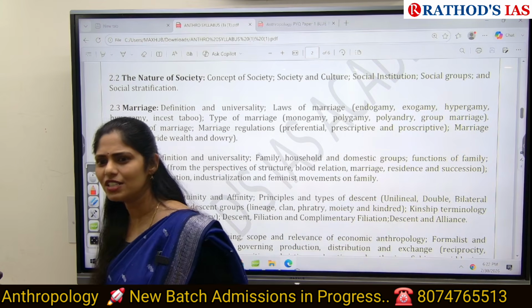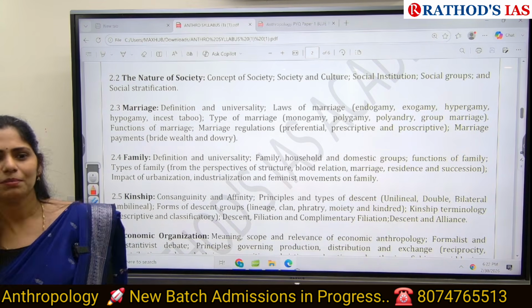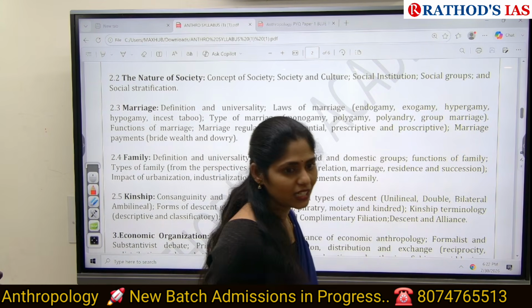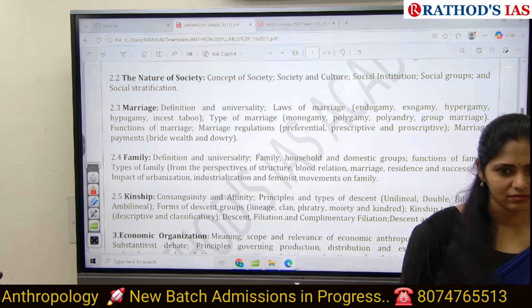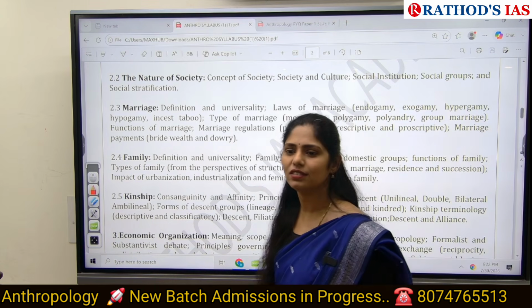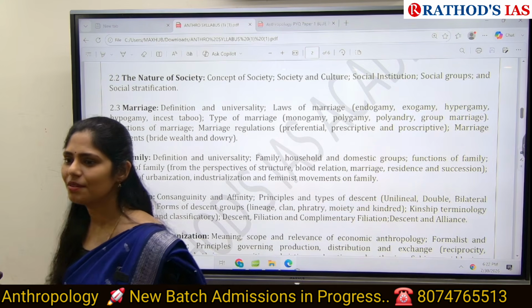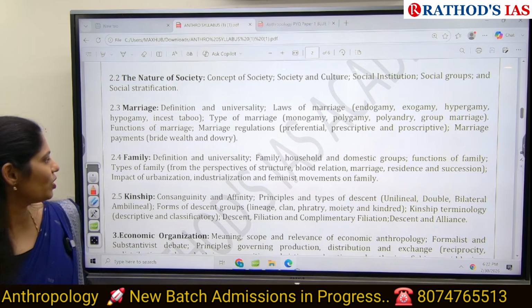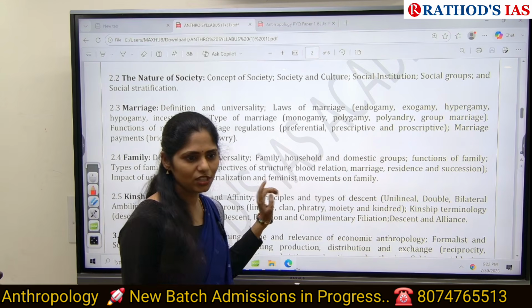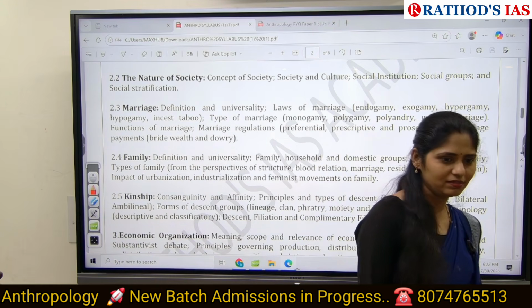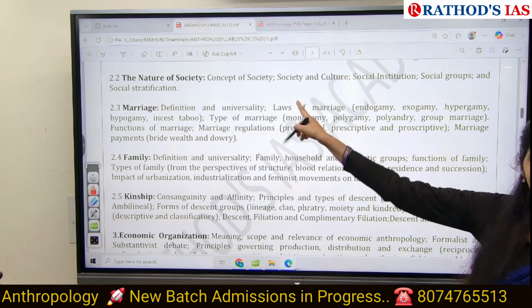Have you heard this word Kanya Shulkam? It is not in practice now, but earlier they used to give this Kanya Shulkam. What is this called? This is called bride price. So you have to know about bride price or bride wealth, and you need to know about dowry. So this is your first chapter. So this is the first topic in the second chapter.